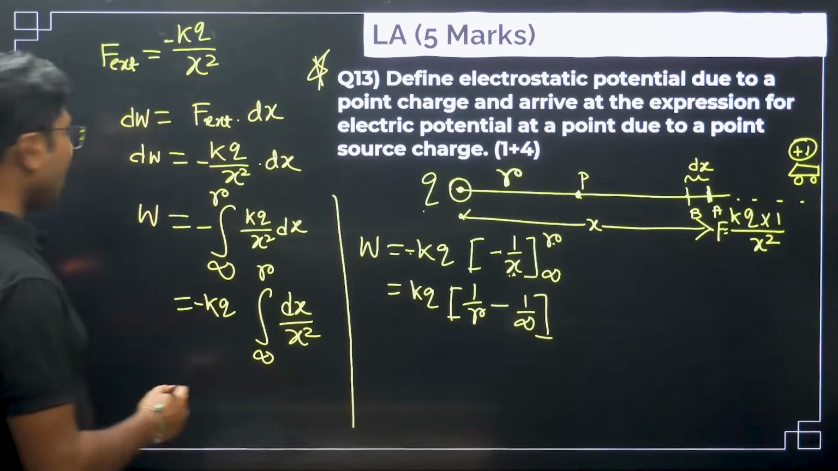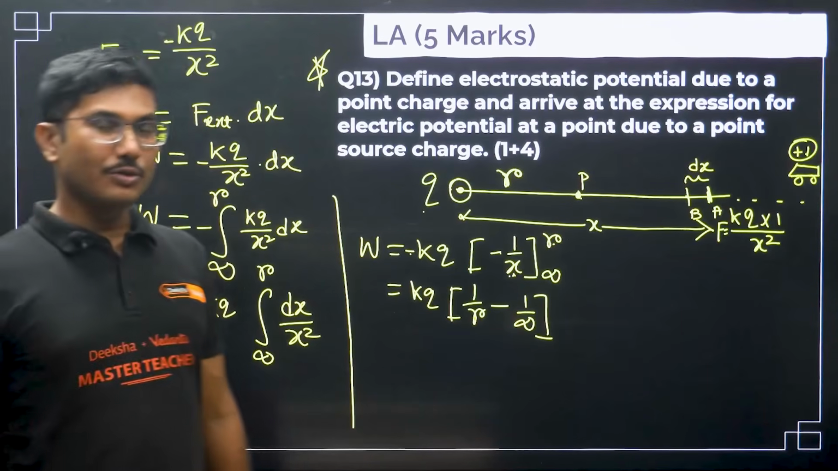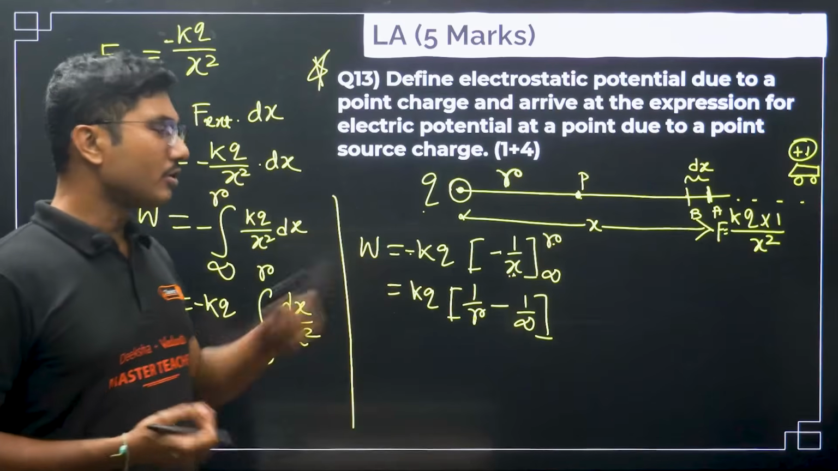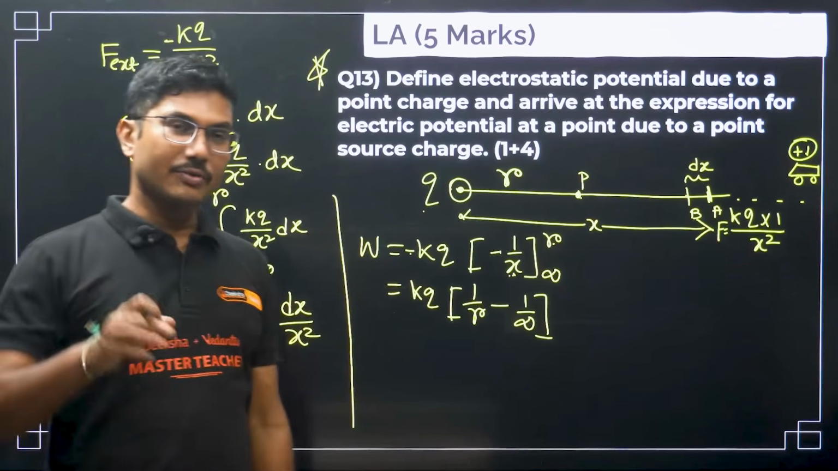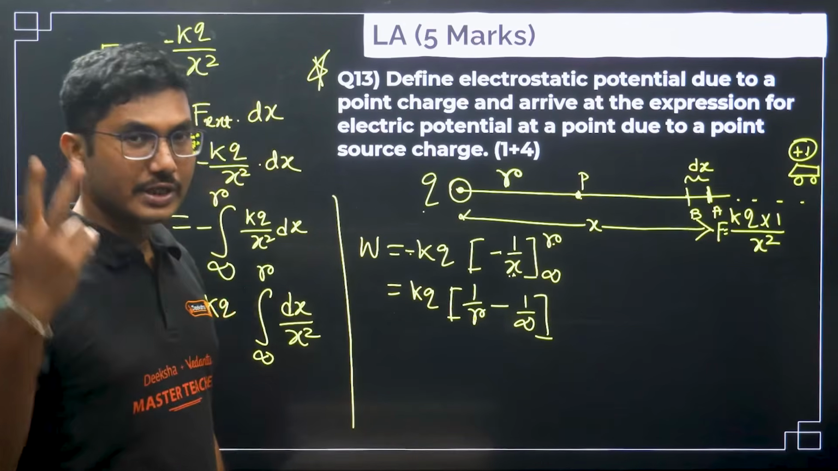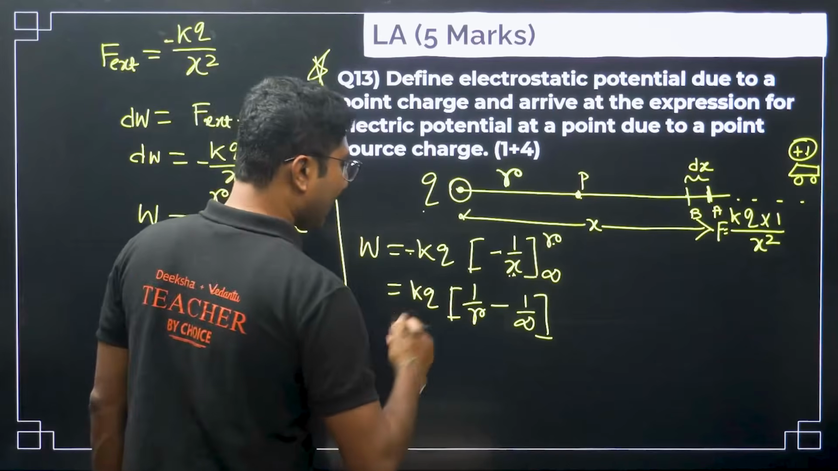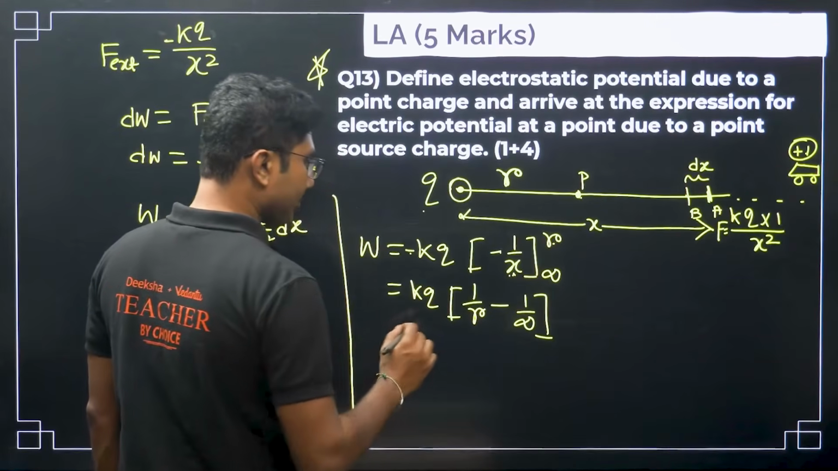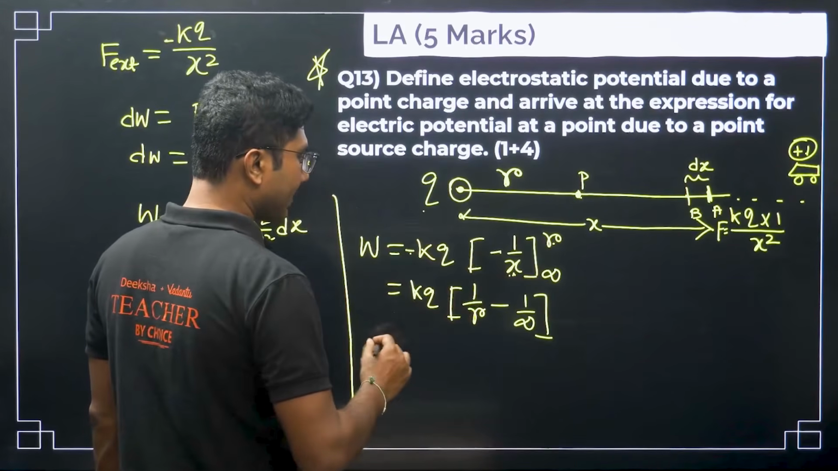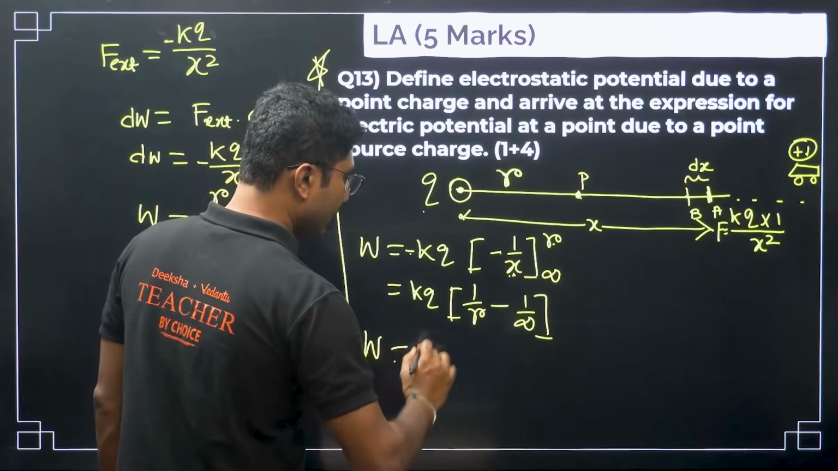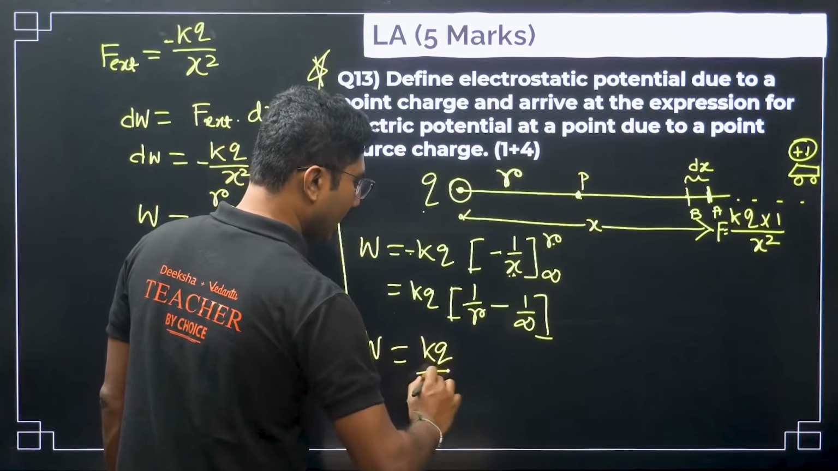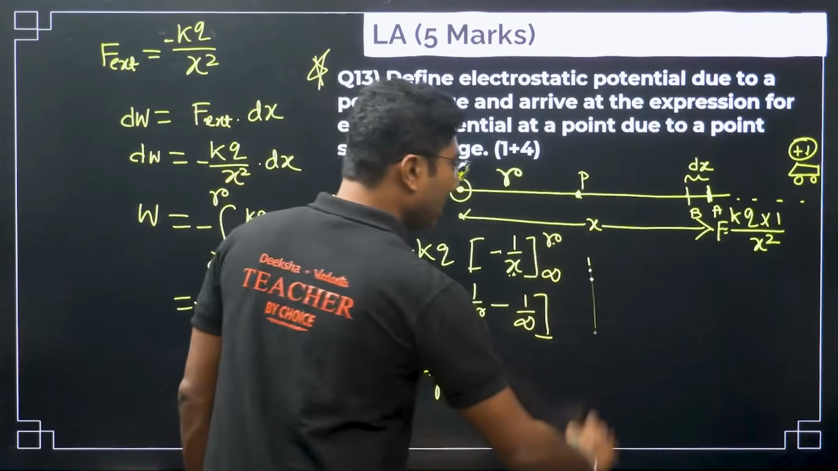I have also discussed that in my bridge course, so if you have not solved definite integration, you can definitely check my bridge course videos. There are 2 videos where I have discussed some of the concepts, mainly mathematical concepts. So W equals kq by r. So this is the work done.